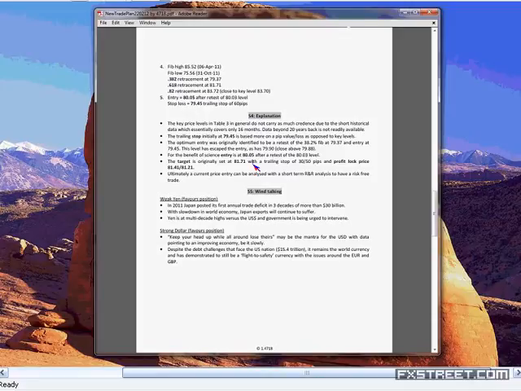Entry. Explanation: the key price levels in table 3s generally do not carry as much credence due to short historical data, which essentially covers only 16 months. Data beyond 20 years back is not really available. Point taken. The trailing stop initially at 79.45 is based more on this value. The optimum entry was originally identified to be a retest of the 38.2% fib at 79.39, entry at 79. This level as a scale-in entry.